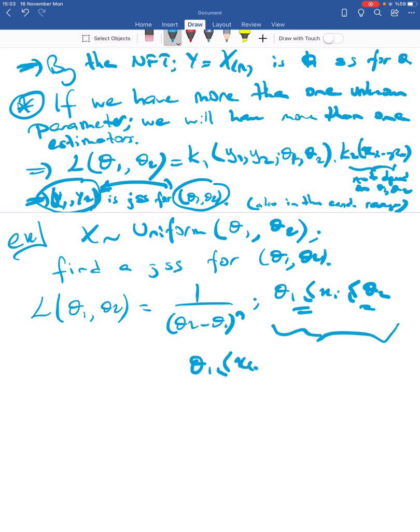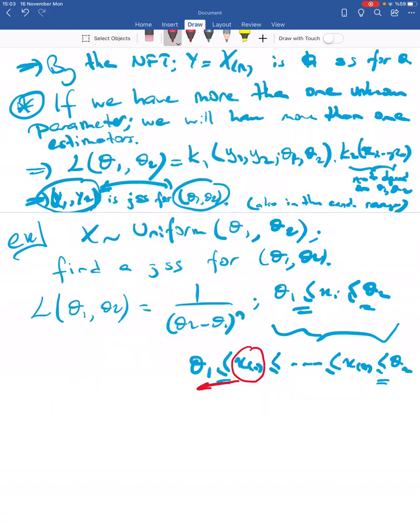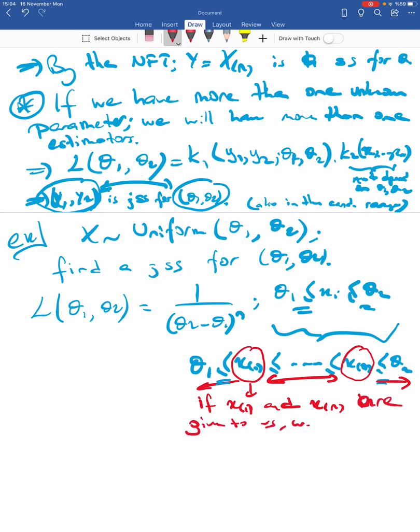Here, using order statistics, if we write our whole range like that, each xi value should satisfy it. θ1 depends on x1 here, and θ2 depends on xn here. If x1 is given to me, then I don't need to know what θ1 is. With the same logic, if xn is given to me, then I don't need to know what θ2 is. So I will know that each xi value should be in this range if these are given to us. If x1 and xn are given to us, we do not need to know θ1 and θ2.